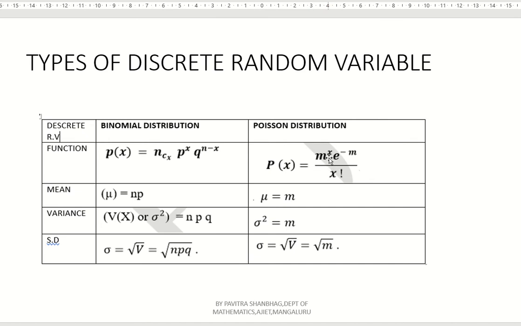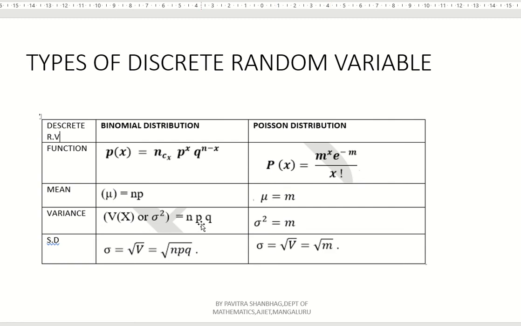What is meant by m? M is nothing but the mean, that is n into p, that we discussed in the previous class. What is the mean, variance and standard deviation of binomial distribution? Mean is mu equal to n into p. Variance is npq. And standard deviation is the square root of variance, that is square root of npq, right? Similarly, in the case of Poisson distribution, mean mu equals m only, and variance sigma square or V of x is again m only, and standard deviation is the square root of variance, that is root m.